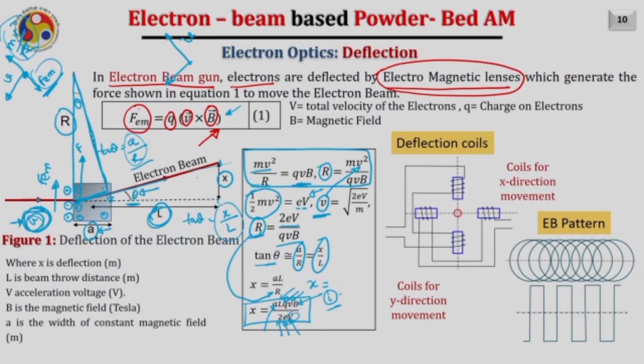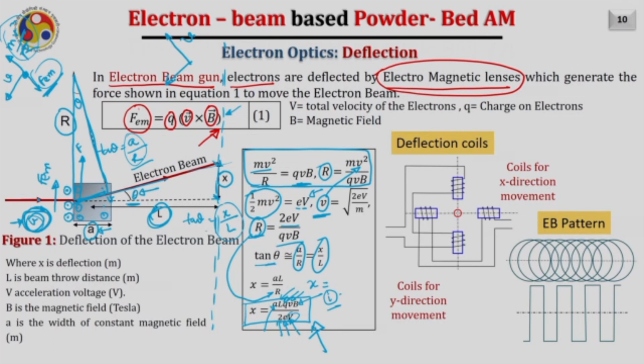So now assume your screen or bed is here, right? This is your bed, vertically. So if you want to deflect the beam to a particular distance from the center, you can easily find its value by utilizing this formula. And this is how the electron beam is deflected onto the XY bed.